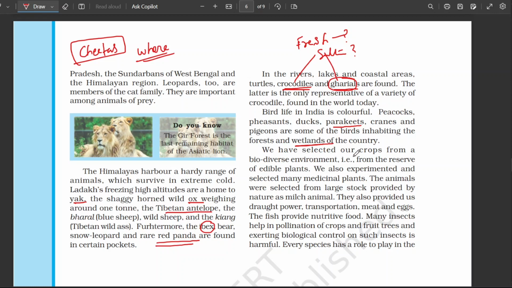We have selected our crops from a biodiverse environment, that is, from the reserves of edible plants. We also experimented and selected many medicinal plants. The animals were selected from large stock provided by nature as milch animals. They also provided us draught power. So now we are talking about how nature has provided us with various resources in the form of fauna and flora.